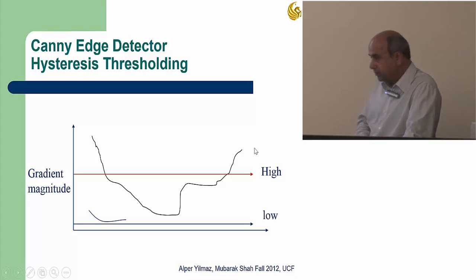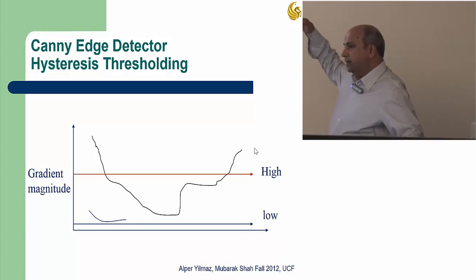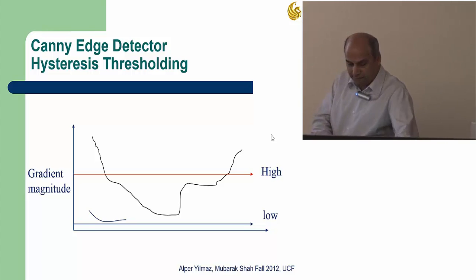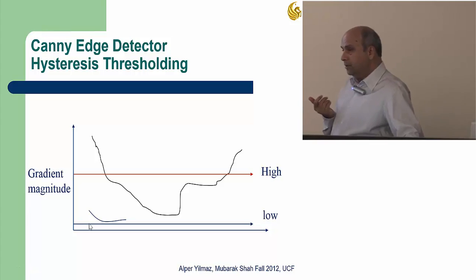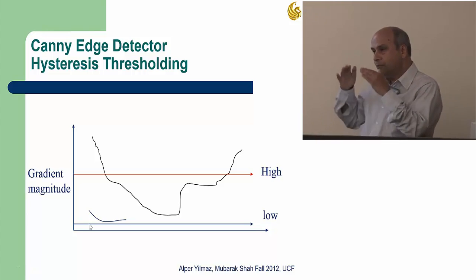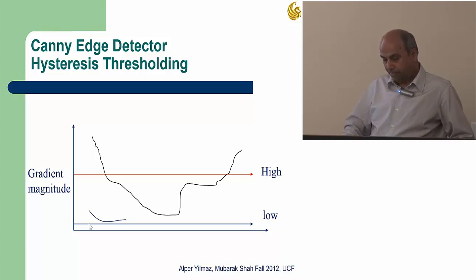Now if you apply a low threshold, then all of them will be selected, and this noisy part will be selected, which is not good. We don't want that. So therefore what we are going to do is use a low threshold and a high threshold.